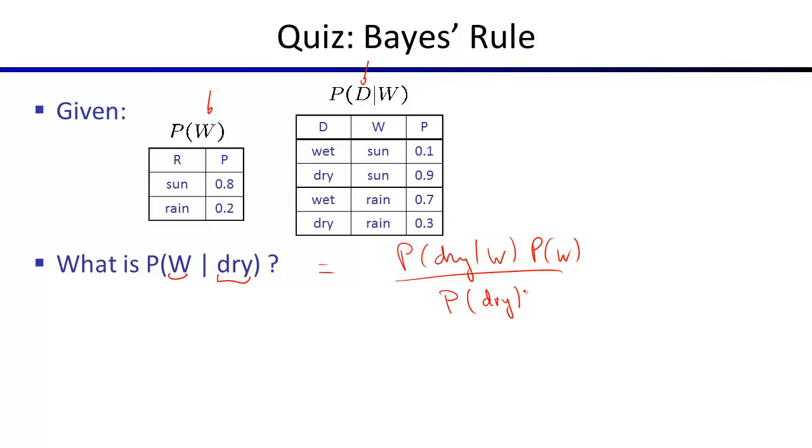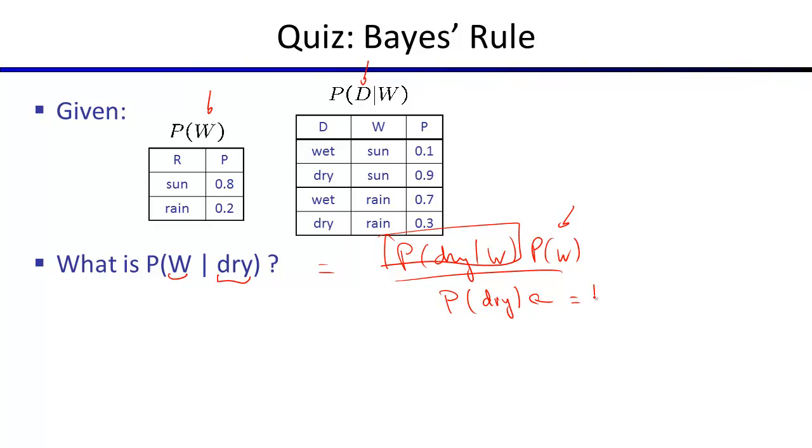Now, what do we have? This one over here we have. The prior we have. This one here we don't have. It's the prior for dry. We know it's just a normalization constant, so we might just ignore it for now. Or if you really want to find it, we know how to compute it directly.